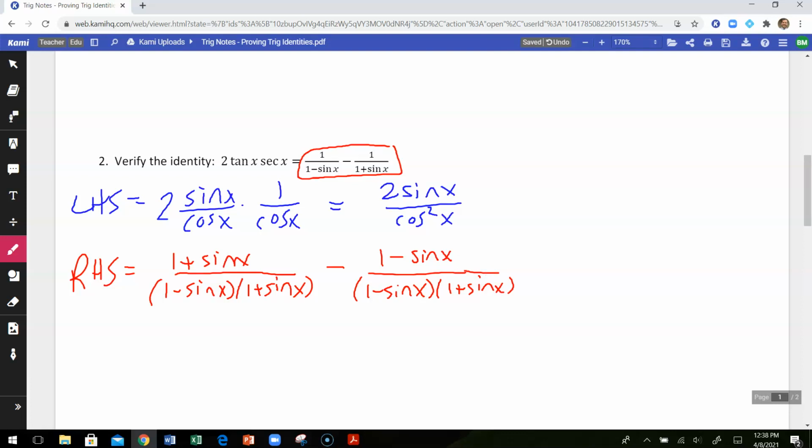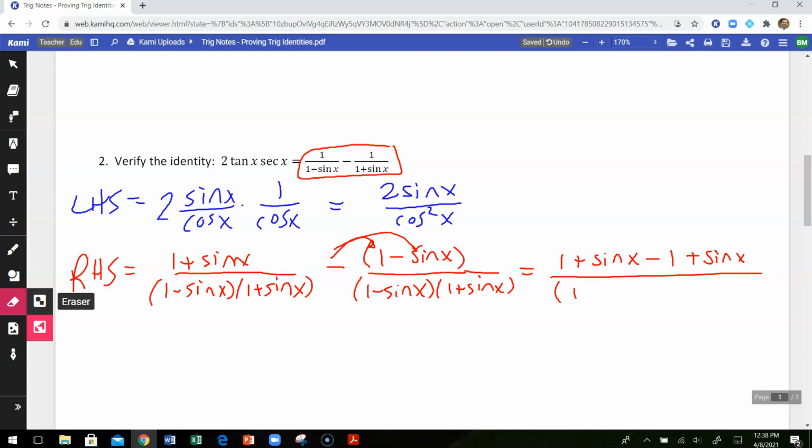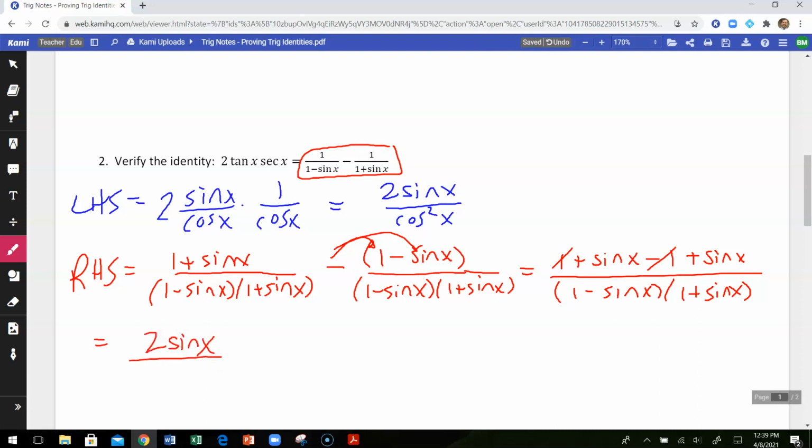Okay, so we have a common denominator now, so we can go ahead and combine these. So our numerator is going to be 1 plus sine x. I am subtracting here, so I need to make sure that I distribute this negative to both of these. So it's going to be minus 1, but then that's going to be plus sine x. And then on the bottom, I'm going to have 1 minus sine x times 1 plus sine x. That's my denominator. I'm going to go ahead and simplify my numerator. So the 1 and minus 1 will cancel. I have sine x plus sine x, which is 2 sine x. Well, hey, that's awesome, because that's what my numerator was here.